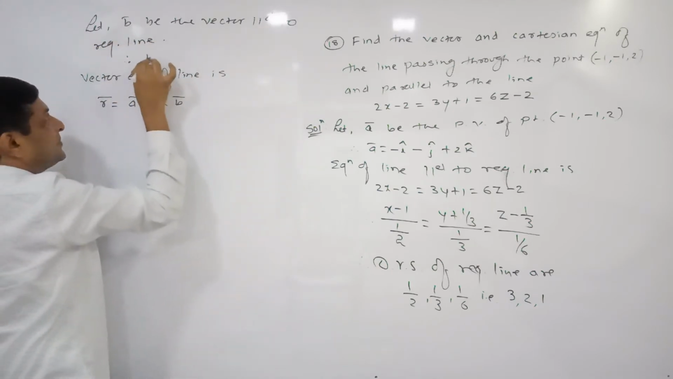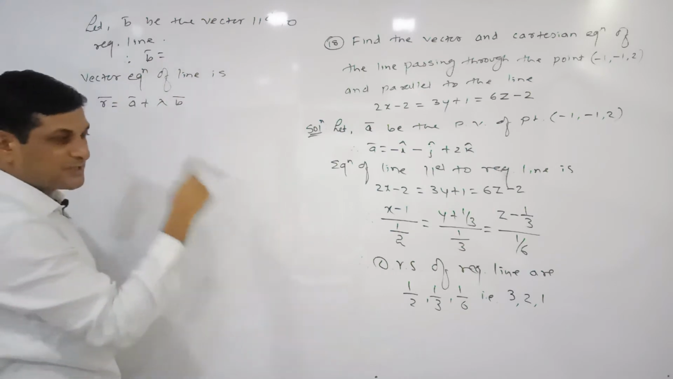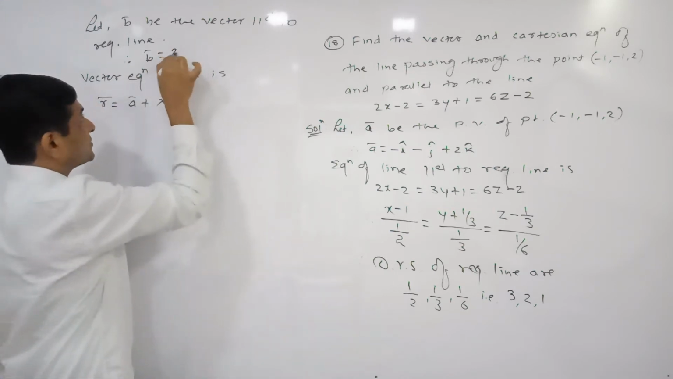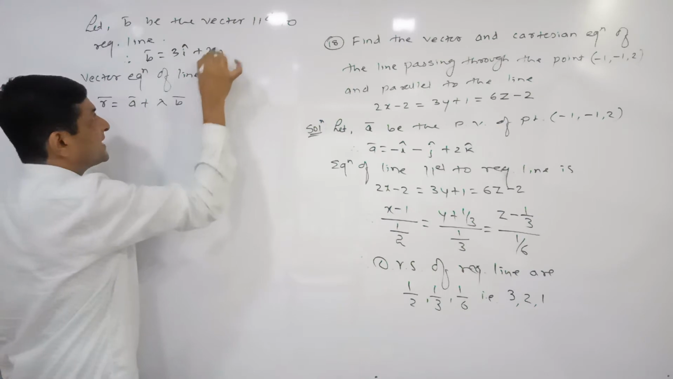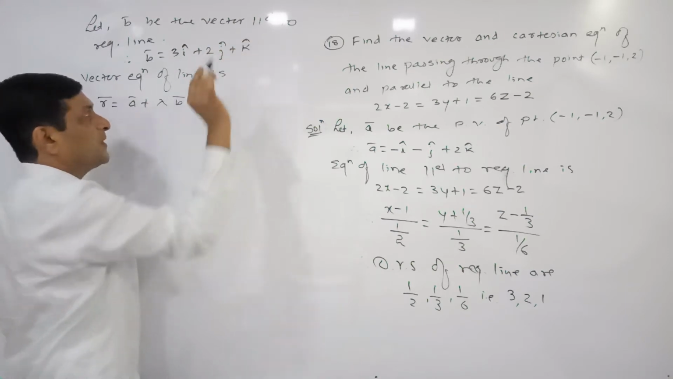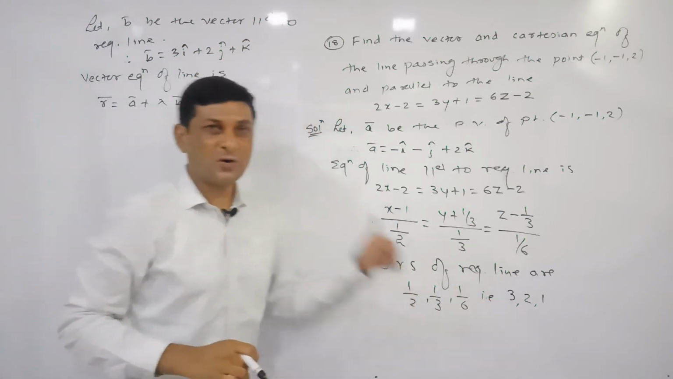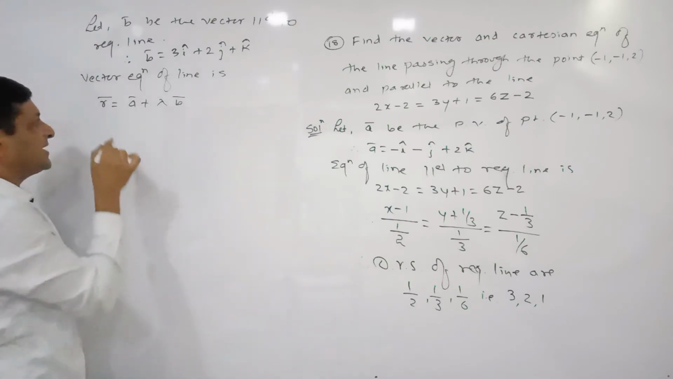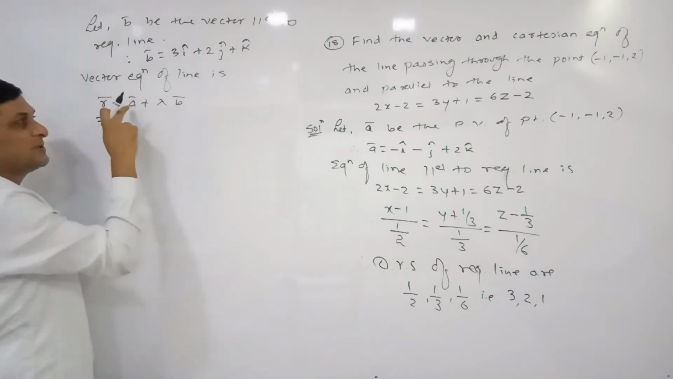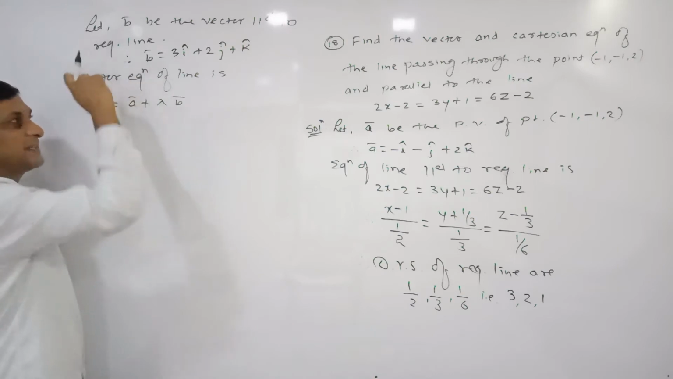So therefore b bar will be equal to, from the direction ratio we will get the value of b bar. So 3i cap plus 2j cap plus 1k cap. From this direction ratio, we have got the value of b bar. Once these values are known to us, just substitute the value of a bar and b bar, we will get the vector equation of line.